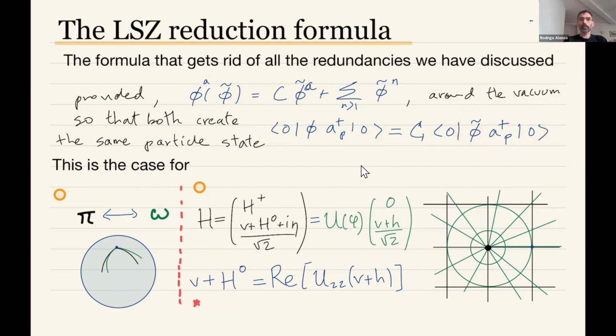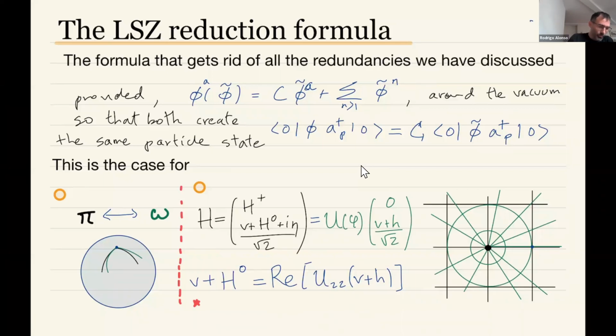So provided that is the case, the LSZ reduction formula doesn't even care if you have an overall constant C. You will get rid of all of that normalization redundancy to give you the actual amplitude at the end of the day. And we've encountered explicit cases of this already, and this actually can shed a little light on some other discussions we've had in these lectures.